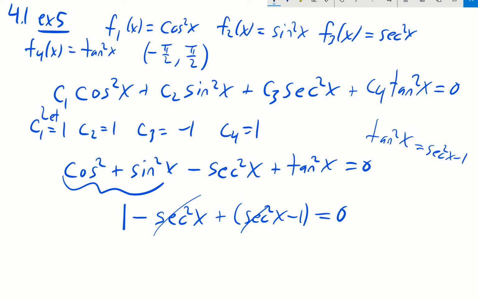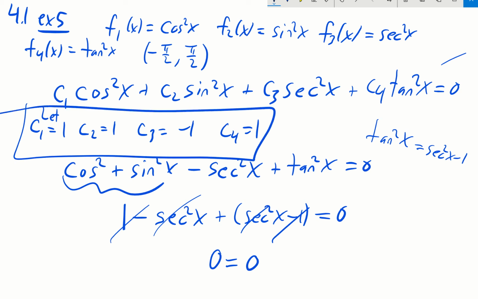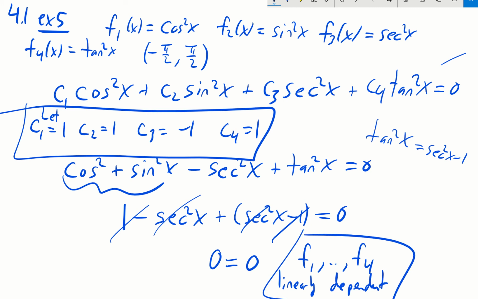The negative secant squared and positive secant squared cancel. The positive 1 and the negative 1 cancel. And so we get 0 equals 0. Okay, so this equation is solved for these coefficients. We found some values c1, c2, c3, c4, such that the constant multiples times those functions is equal to 0 for all x in the interval negative pi over 2 to pi over 2, which means that these functions f1 through f4 would be linearly dependent.